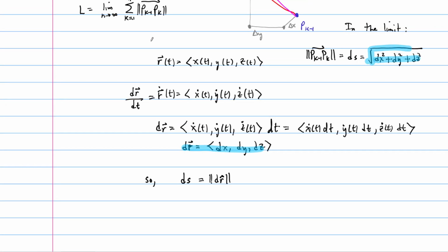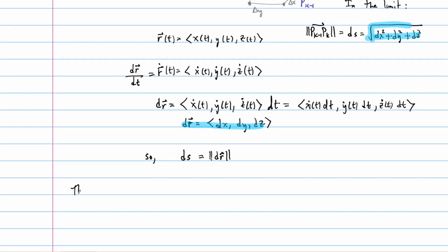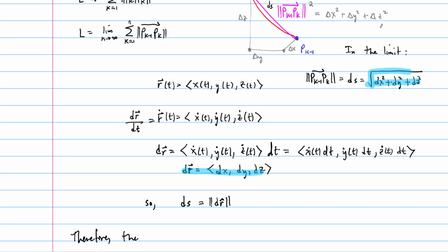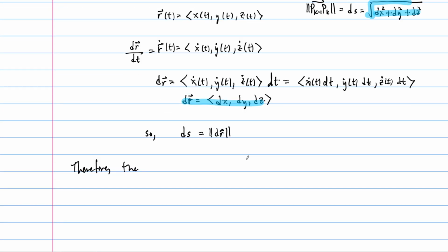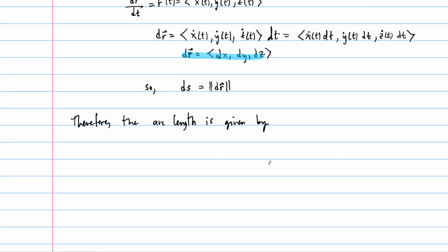Okay? Now, we need to plug that into our formula, right? So what we end up with then is our arc length. Remember, this is in the limit. After we've taken the limit, we end up with all this, right? So this is an infinitesimal representation. So the arc length is given by this formula. So L is equal to, we'll just call this S, right?